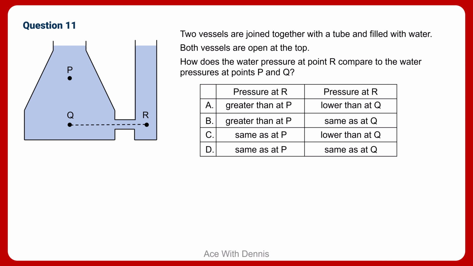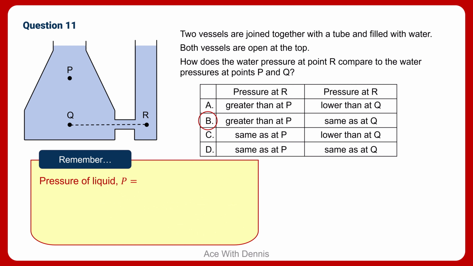The answer is B. Pressure at R is greater than at P and same as at Q. So how do we get the answer? Remember that to calculate the pressure of a liquid, the formula is P equals rho g h, where rho is the density of the liquid, g is the gravitational field acceleration, and h is the height of the liquid.